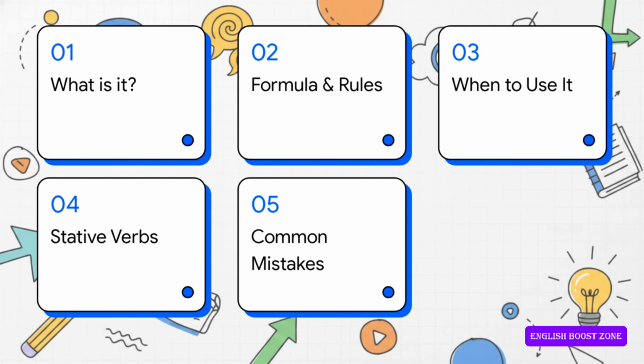So, here is our roadmap for today's explainer. First, what exactly is the present continuous? Then we'll look at the formula and rules. After that, we'll cover when to use it, followed by a very important stative verbs warning. Finally, we'll wrap it all up with common mistakes and a quick recap.